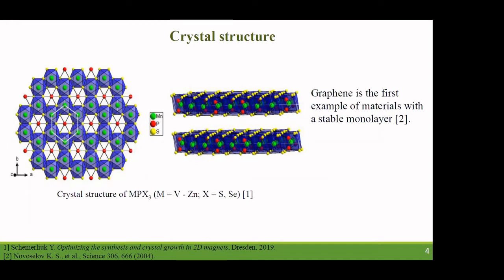In MPX3 materials, in the place of M, it's a transition metal. You can put any element from vanadium to zinc. In the place of X, you can put sulfur or selenium.